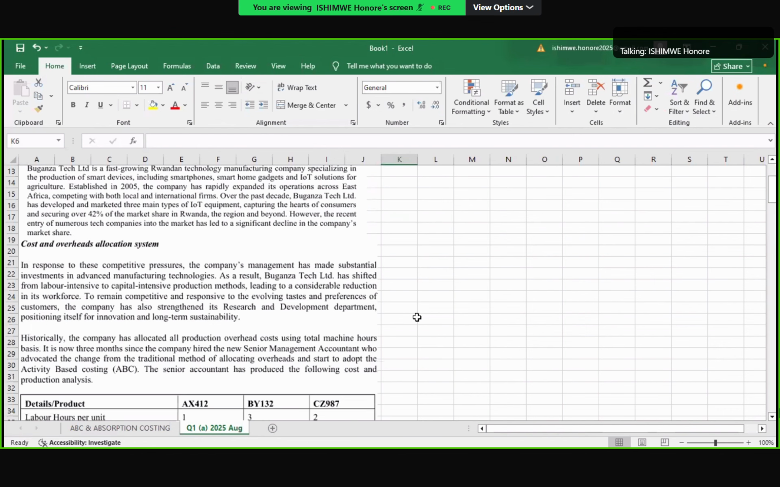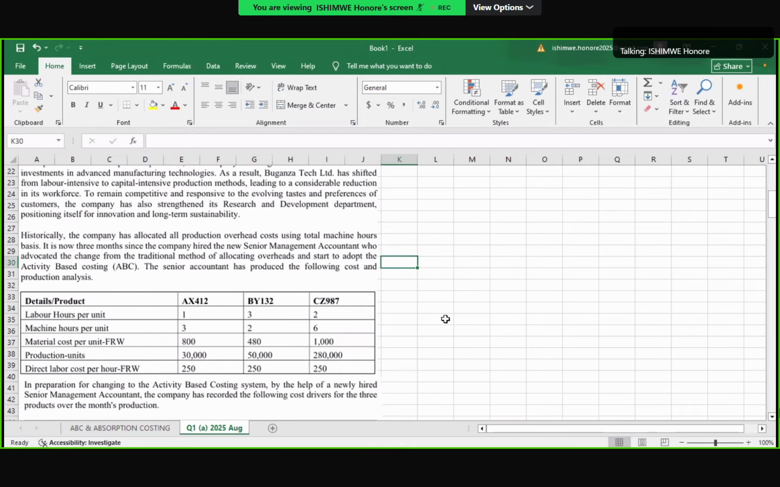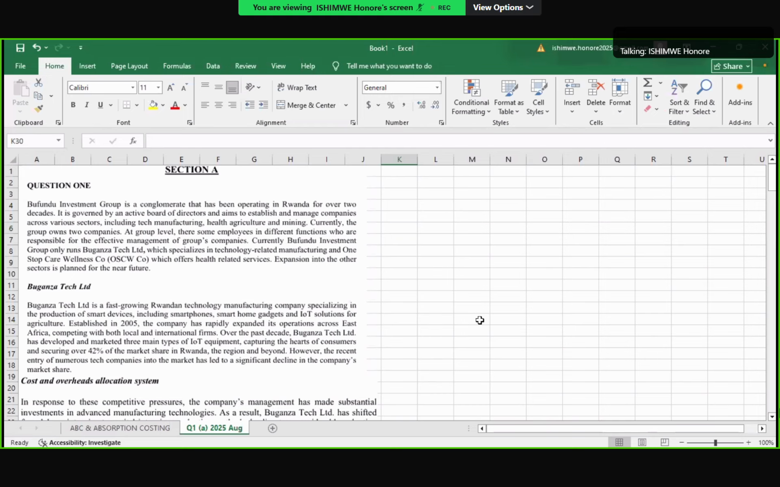Okay, to answer this, we need to know our steps to go on. It is cost per activity. We need the cost per activity. Okay, they say use ABC system of costing. We need cost per activity, and also to do allocation.